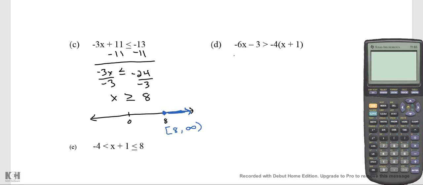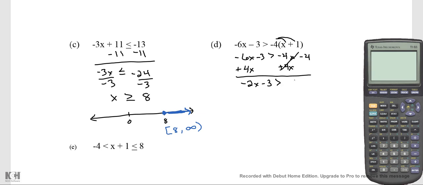Here I have a little more work to do in part D. First thing I need to do here is distribute my -4 through the parentheses. -4 times x, -4x, -4 times 1 is -4. I want to get all my variables on the left hand side, so I want to move this -4x by adding 4x to both sides. That effectively gets rid of every x on the right. -6x plus 4x is -2x. Keep the -3, keep the greater than, keep the -4.